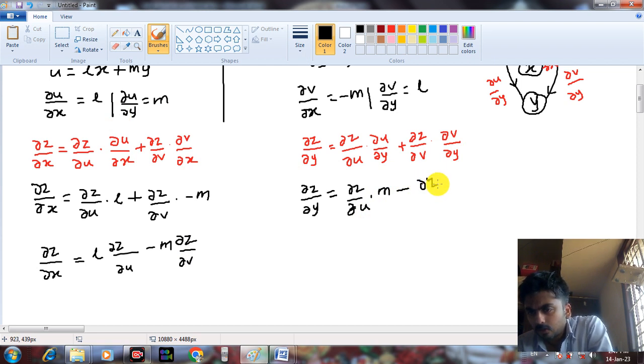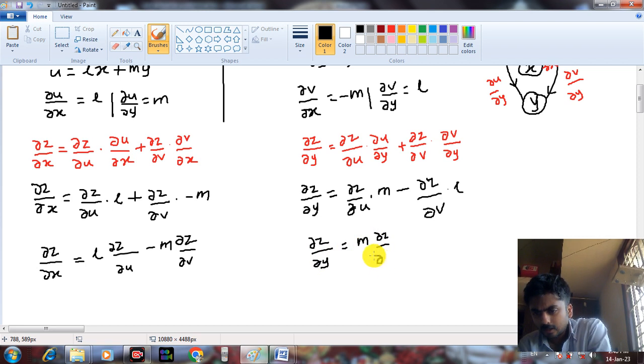So ∂z/∂v into ∂v/∂y is L. So that is ∂z/∂y equal to m ∂z/∂u minus L into ∂z/∂v.